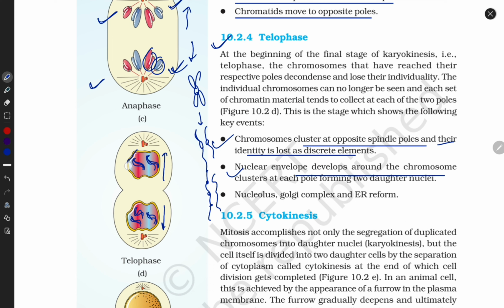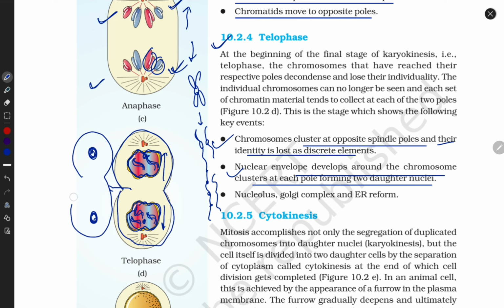Look at here, here the nuclear envelope starts appearing. The clusters at the poles form two daughter nuclei. Now two daughter nuclei form because they segregate now. Look at here, two nuclei, one nucleus and this is the other nucleus. In future they look like this. The nuclei are separate, so within one cell two nuclei will form. This is one nucleus and this is the other nucleus because they have their chromosomes.